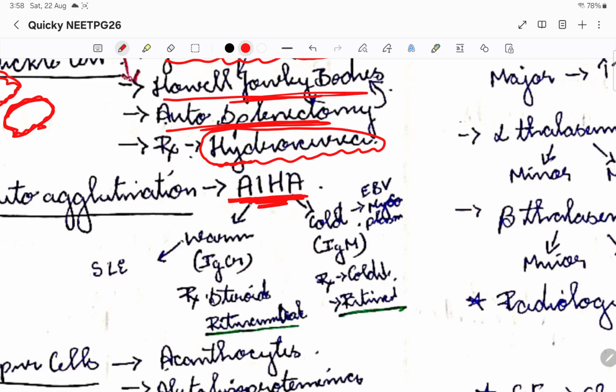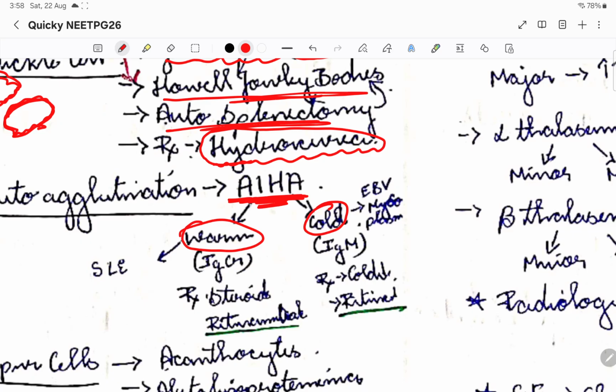Autoimmune hemolytic anemia, examiners have been very interested in asking this question because there are two types and all of us will get confused between these two types. Remember only these points that I'm going to tell you and you will be sorted for your exams. In autoimmune hemolytic anemia, there are two types. One is warm type, the other one is cold type.